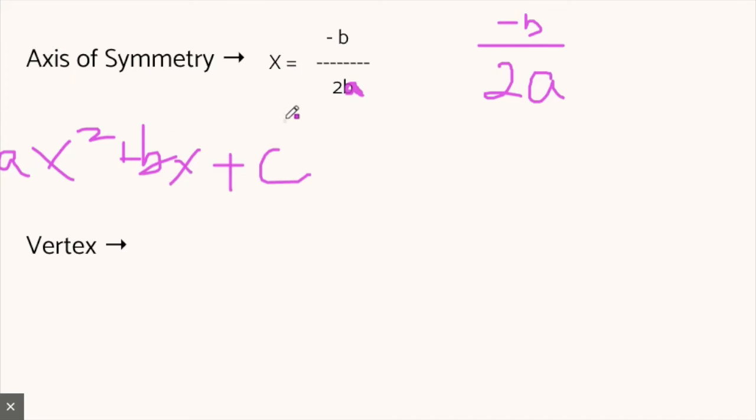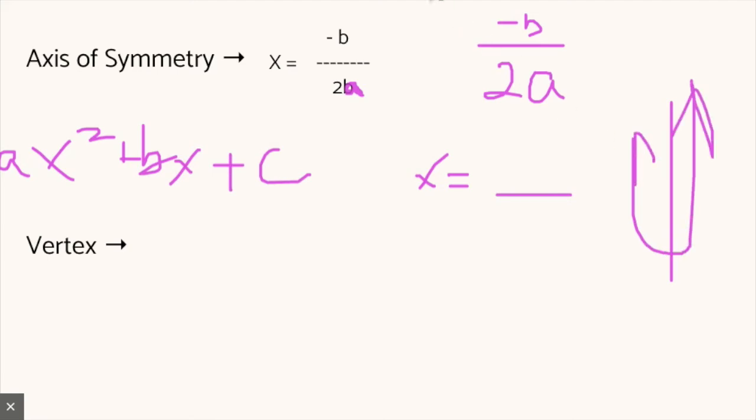And to find the axis of symmetry, the x equals a number. That's going to be our vertical line that is going to divide the parabola. We use the negative b divided by 2a formula.